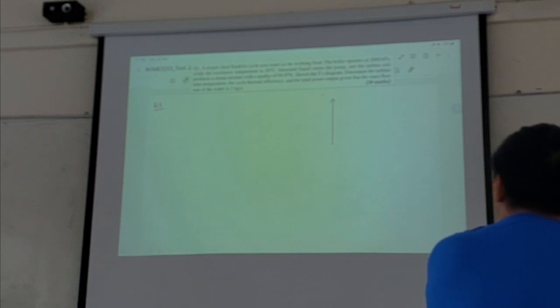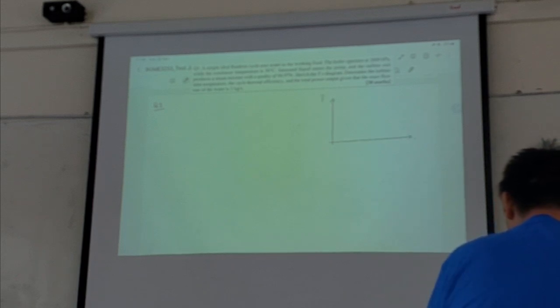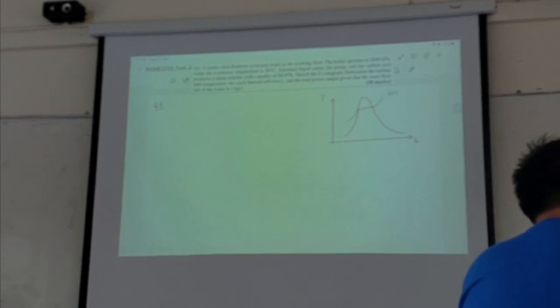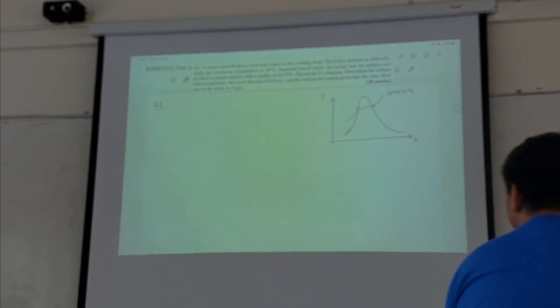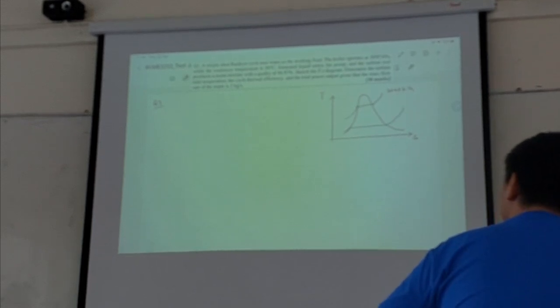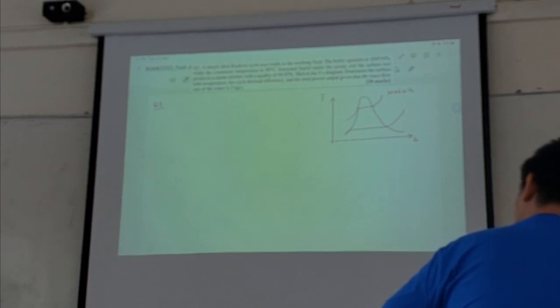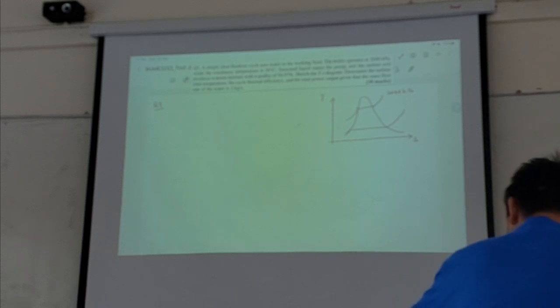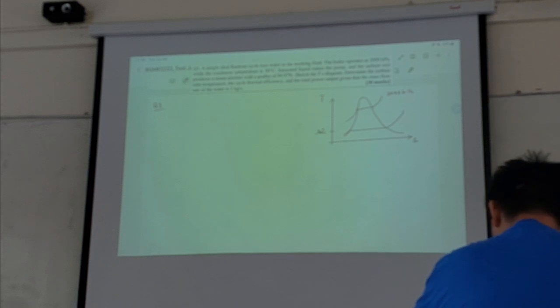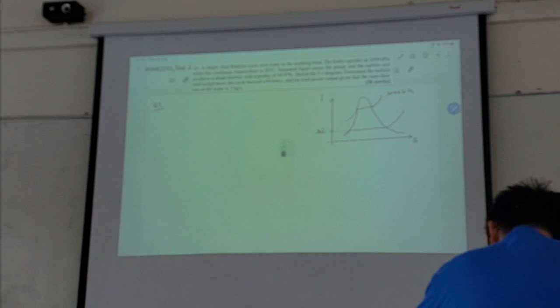Okay, so let's say we do a TS diagram. Okay, so this is 2000 kilopascal. At the bottom, we technically don't know what the pressure is, but of course we can find it out from the table as well. But we know that at this point, this is 50 degrees Celsius. Okay, and you can just sketch it this way.